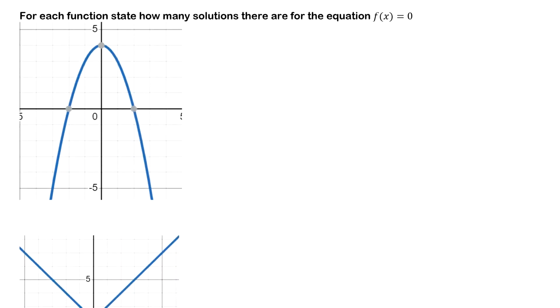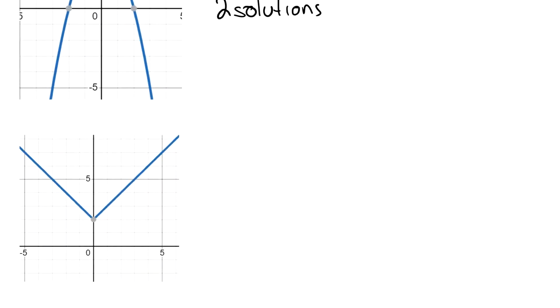For each function, state how many solutions there are for the equation f(x) equals 0. You're looking for where your x-intercepts are. So for this first function, there are 2 solutions because the blue line crosses the x-axis at 2 points. Down here, in this graph, there are 0 solutions as it does not cross the x-axis.